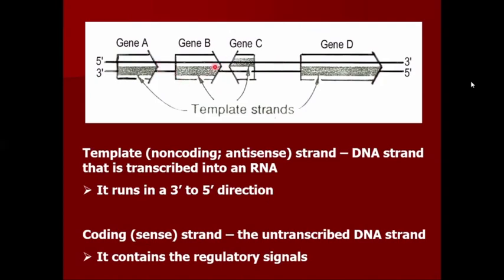And look at the arrow. Okay? It runs in 3' to 5' direction because that is how RNA polymerase reads the base sequence of the DNA template, 3' to 5' direction. Look at gene C, same. Look at the arrow. From 3' to 5' direction.